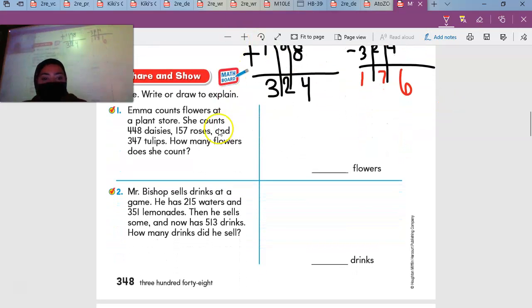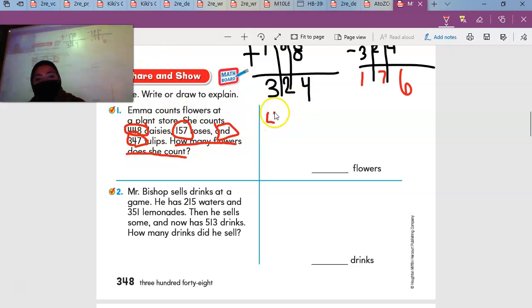Emma counts flowers at a plant store. She counts 448 daisies, 157 roses, remember, circle the numbers, and 347 tulips. The question is, how many flowers does she count? What am I going to do to solve this problem, class? Add. Very good. Add. There's a keyword. But you add all 3 numbers. So you're going to add.